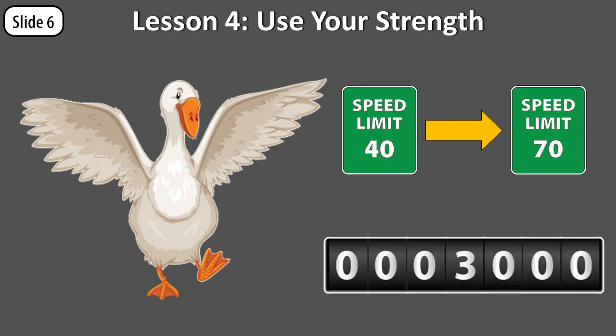Geese usually fly around 40 miles per hour, but they can go as fast as 70 miles per hour. When they migrate, geese will fly up to 3,000 miles to reach their destination. If the weather and winds are good, they can cover half of that distance, or 1,500 miles, in a single day. Geese are much stronger than most people realize. They use their strength to help their flock get where it needs to go.